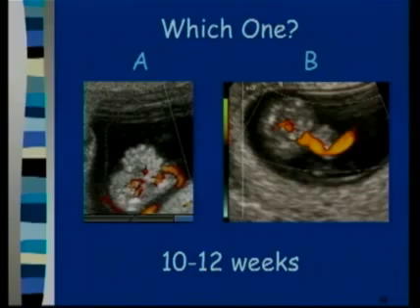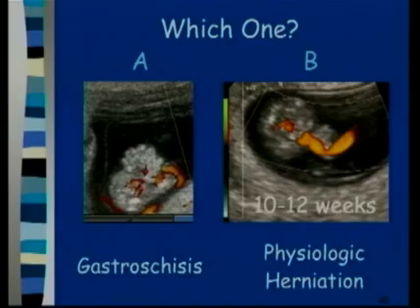Okay, which one would you rather be, A or B? These are both first trimester fetuses from 10 to 12 weeks. Kind of look-alikes. Well, A turns out to have a gastroschisis, and B turns out to be physiologic herniation, which is totally normal. So this is the normal bowel that goes out and back in during development. This is bowel that looks sort of finger-like projections, cauliflower-like, that is not normal.